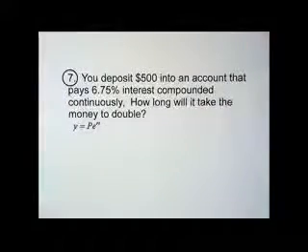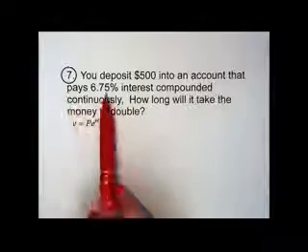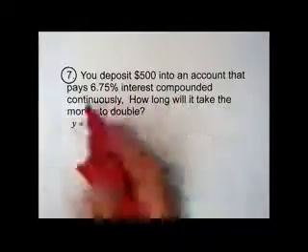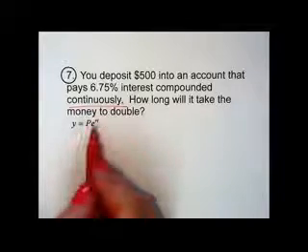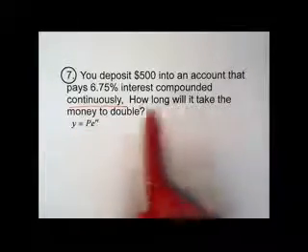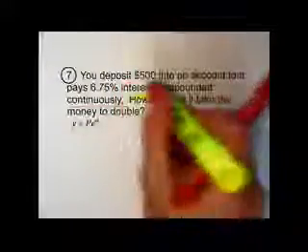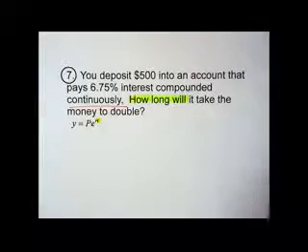Last thing we're going to do is look at an interest problem. It says you deposit $500 into an account that pays 6.75% interest, compounded continuously. So is that the short formula or the long formula? Well, that's the short one. That's y equals P times e to the rt. How long will it take the money to double? How long will it take? So we are solving for t.